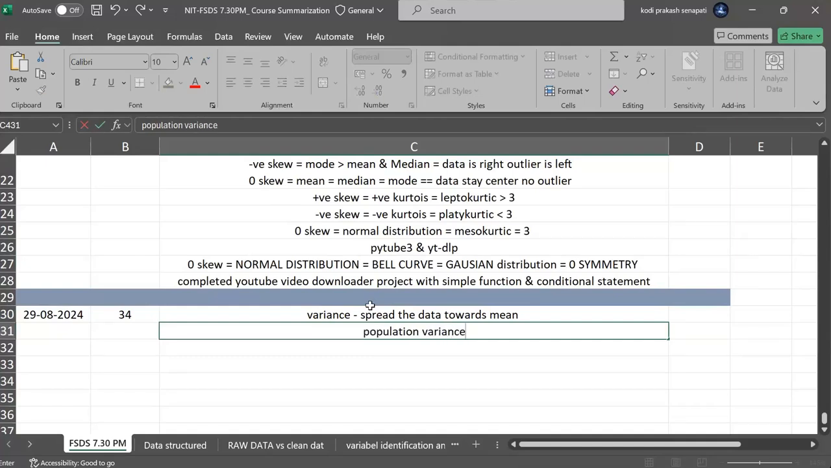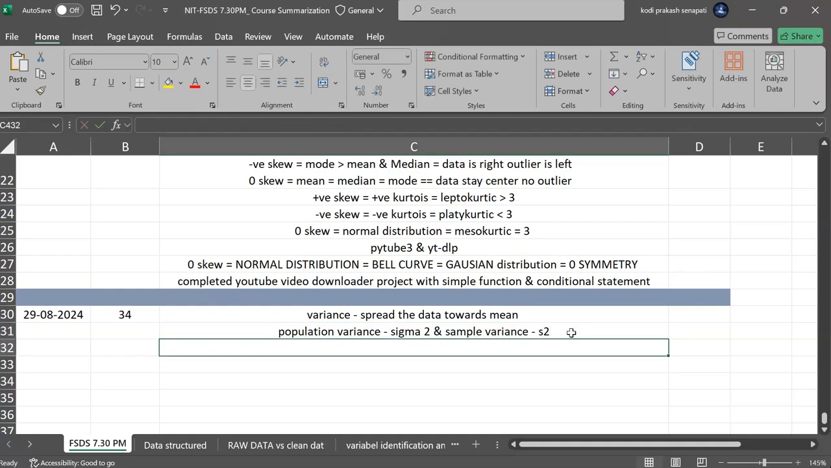Population variance we call sigma square, and sample variance we call S squared. Actually we don't do things manually. We have a function called describe, so it takes care of everything. Understand, team? We have the dot describe function. We have done this. Variance we have done, and how to compute it we have learned.